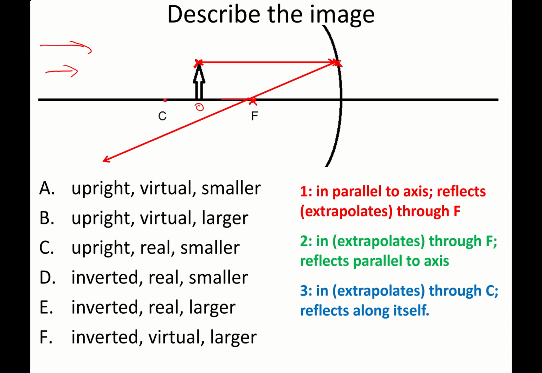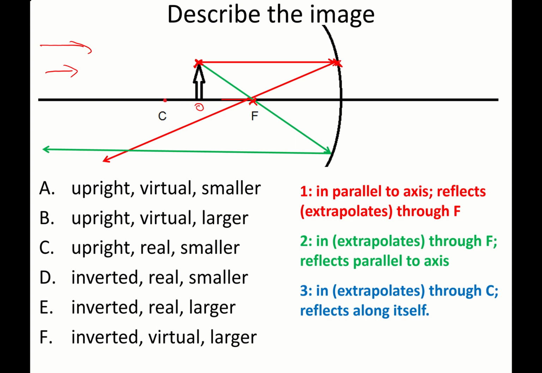Okay, special ray 2 comes in through F. When it says comes in through, that means that it has to go through the tip of the arrowhead and it has to go through F. So you put your straight edge on the tip of the arrowhead and on F, and you draw a line that comes in till it hits the mirror, and then it turns and goes back out parallel to the axis. So the green horizontal line going out is my ray 2.